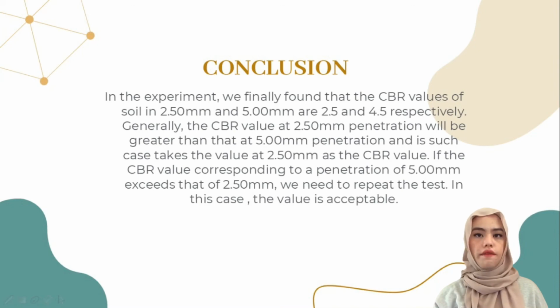The conclusion for this experiment is that we finally found the CBR values of the soil at 2.5 mm and 5 mm are 2.5 and 4.5 respectively. Generally, the CBR value at 2.5 mm penetration will be greater than that at 5 mm penetration, and in such a case we take the value at 2.5 mm as the CBR value. If the CBR value corresponding to a penetration of 5.0 mm exceeds that of 2.5 mm, we need to repeat the test. In this case, the value is acceptable.